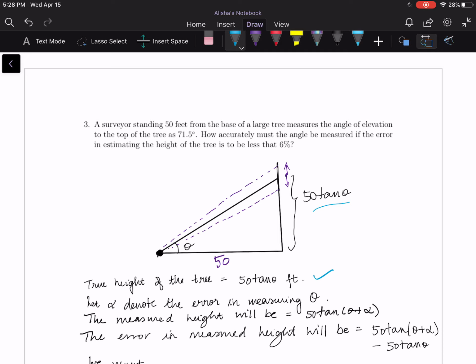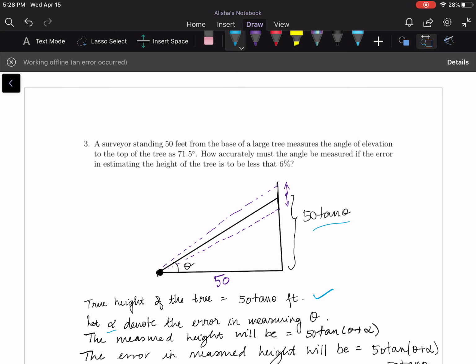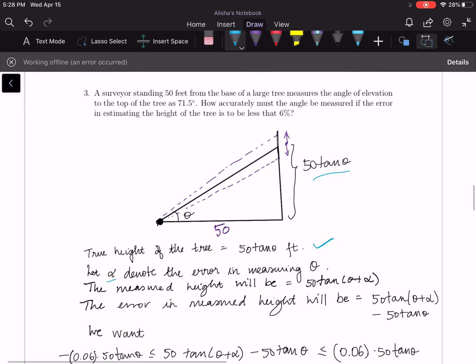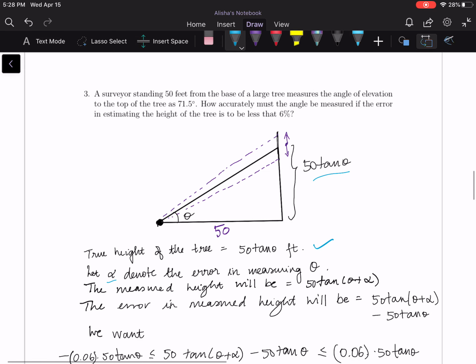And then what else is going to help me is to denote the error in measuring theta. I'm going to call alpha the error in measuring that angle theta. Then the measured height is going to be 50 tan of theta plus alpha, right? Because alpha was the error in measuring the angle, just like the true height was 50 tan theta. It immediately follows that the error in the measured height is going to be that difference: 50 tan(theta plus alpha) minus 50 tan theta.